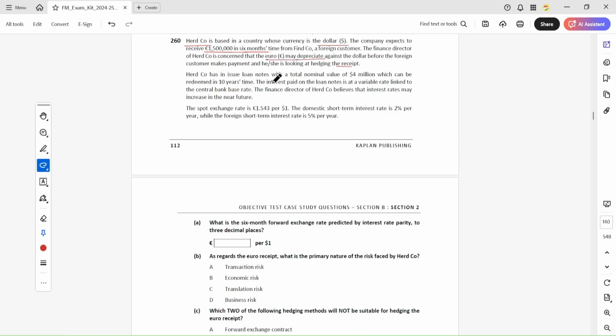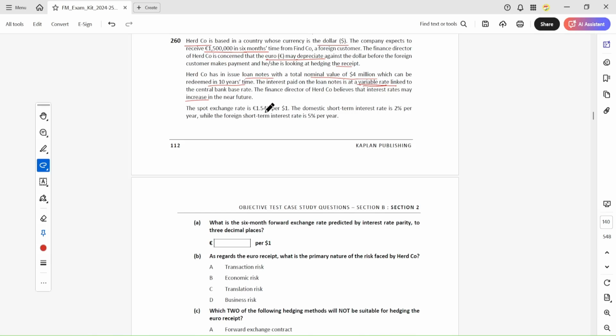Hard company has also issued a loan note at nominal value, which is redeemed in 10 years, and interest is paid at a variable rate, the central bank base rate. The finance director of Hard company believes that interest rates will increase in future.